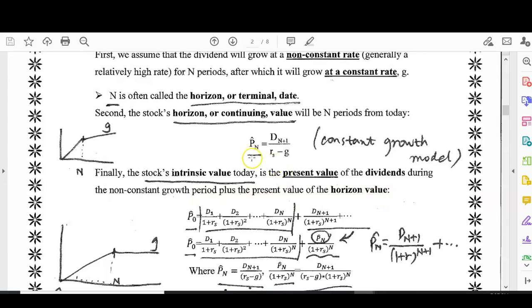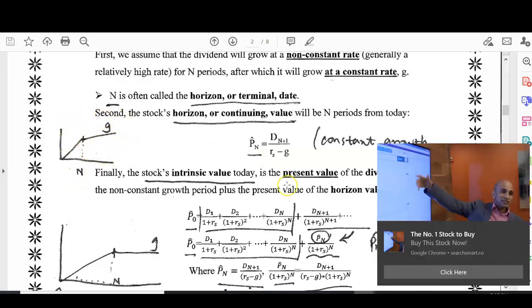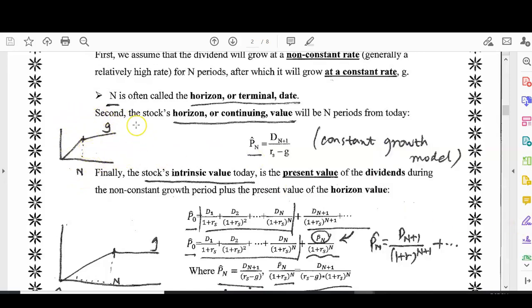Okay, so the horizon value is the discounted value of all the dividends in the second stage to date n. So after we use the constant growth model to discount all the dividends in the second stage to date n, we can discount it to the present, to time 0, again. And we also discount all the dividends in the first stage to the present. Add them up, and we will have the discounted value of all the dividends to the present. And that's the stock price today.